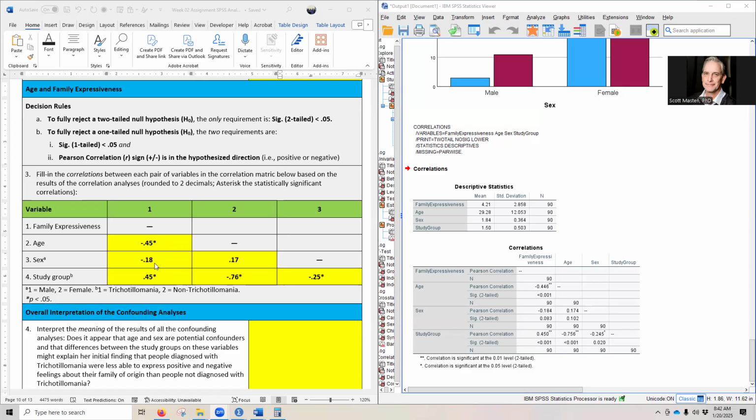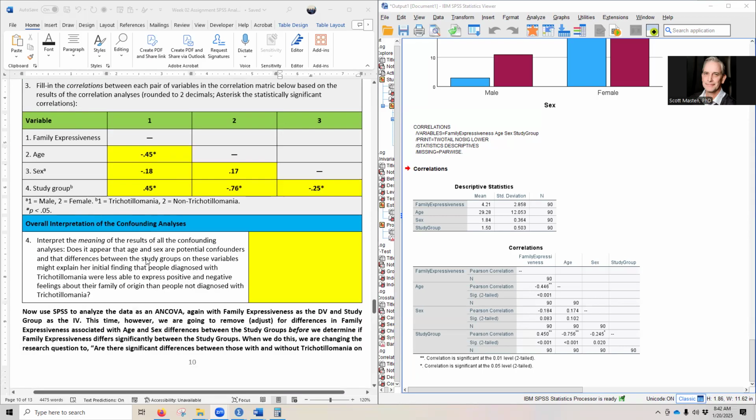Sex, this is not statistically significant. So we would conclude that no. Whereas age was related to the dependent variable, sex was not, at least not significantly. So now, interpret the meaning of the results of all the confounding analyses. Does it appear that age and sex are potential confounders, and that differences between the study groups on these variables might explain her initial findings that people diagnosed with trichotillomania were less able to express positive and negative feelings about their family origin than people not diagnosed with trichotillomania.